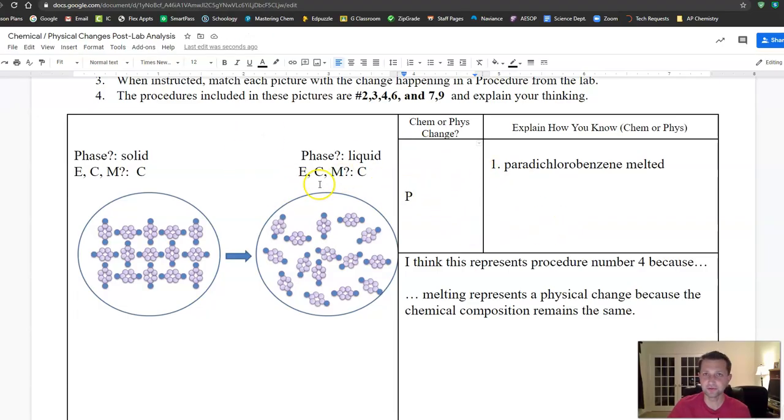Okay, so I did the first one for you, and now you guys have to go through and do the rest of them. I think you'll be fine. So you'll go and scroll through the rest, and we've done station 4, so that one's done. So the rest of these are only 2, 3, 6, 7, or 9. Hopefully you wrote down some good observations during the lab, and you can easily figure out which one's which. When you're done, submit it in Google Classroom, and we'll be good to go.